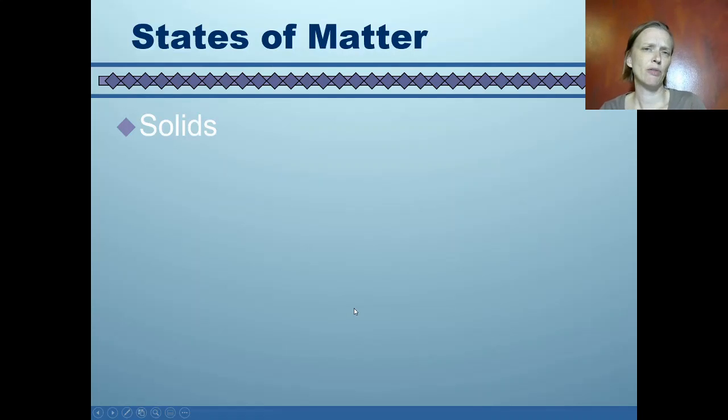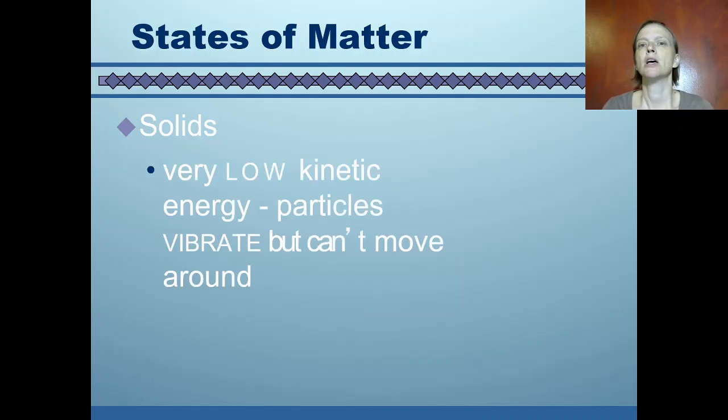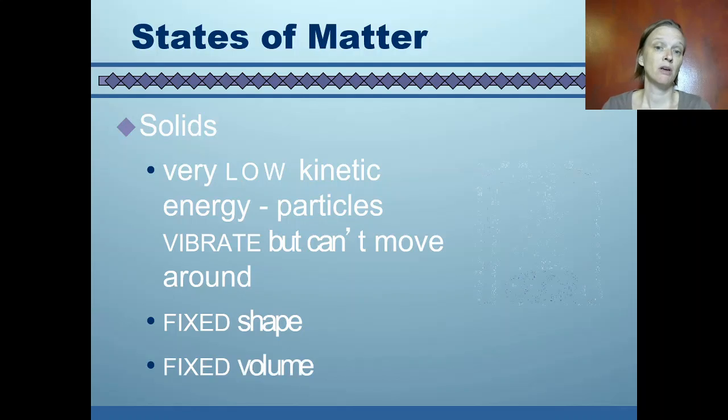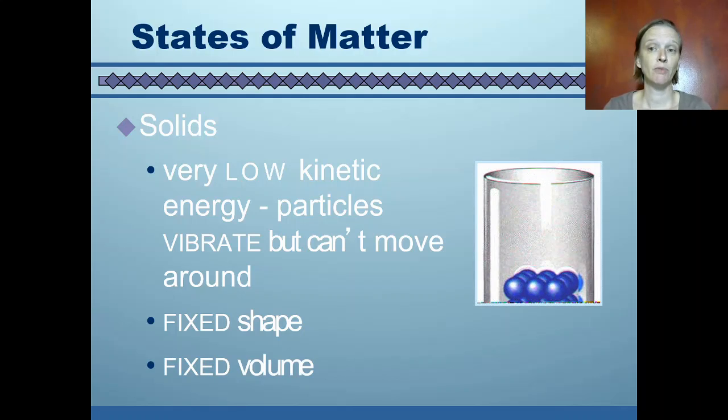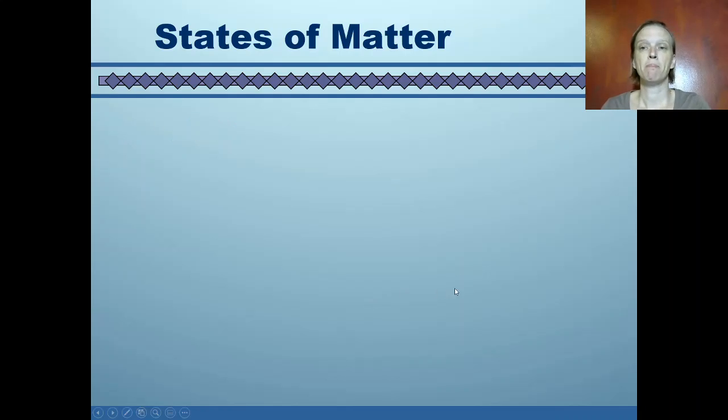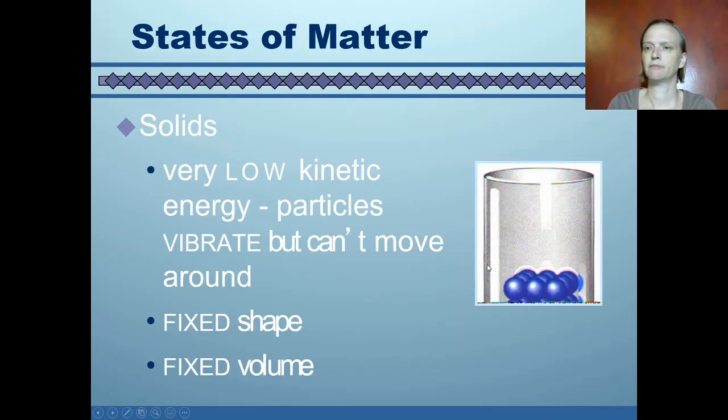So let's look at how the different states of matter are different to each other. Solids have a very low kinetic energy. The particles vibrate, but they can't move around. Because of that, they have a fixed shape and a fixed volume, and that makes sense because the particles aren't free to move around, so they can't just move wherever they want. They're kind of locked in place next to each other.